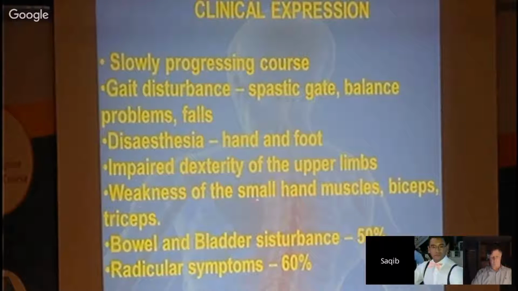You can see weakness of the small hand muscles, biceps, and triceps as well. There is a good prevalence of bowel and bladder disturbance as well, and there will be radicular symptoms. There is good research suggesting that if you see radicular symptoms together with myelopathy, then usually this is a progressive condition, and you may need to treat it early.